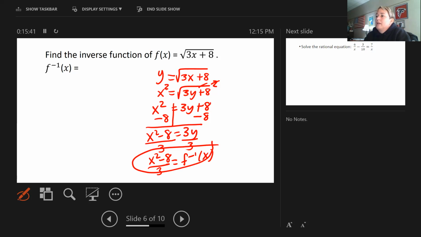That's my answer. Now, if it doesn't like that answer, the other way we could have written it is x squared over 3 minus 8 over 3. But I think it will be fine with the answer that you guys had.